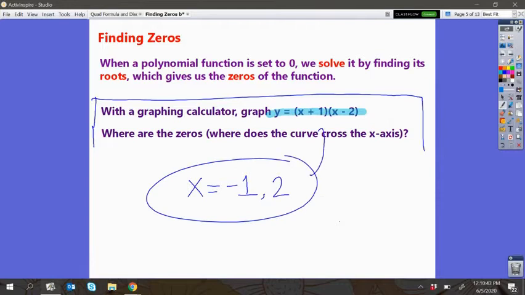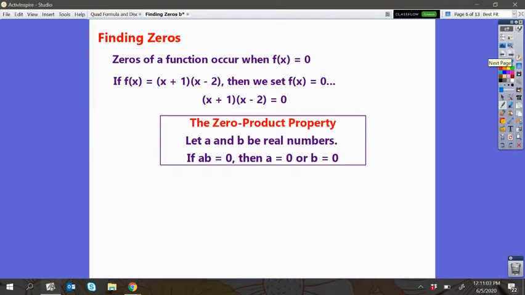See that there is some sort of connection to our factored form here. We see that those signs have switched, but the numbers are the same. Here we have a +1, our zero is a -1. Here we have a -2, but our zero is +2. The reason that this happens is because of something called the zero product property.